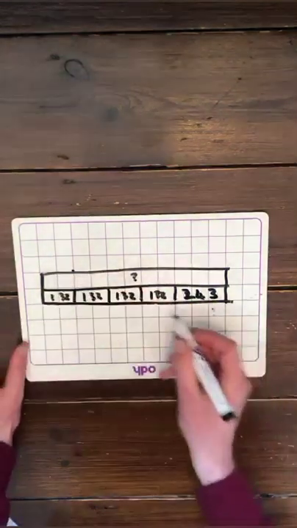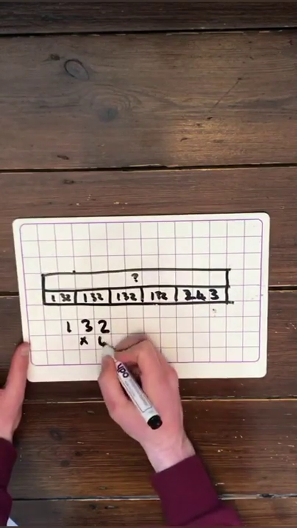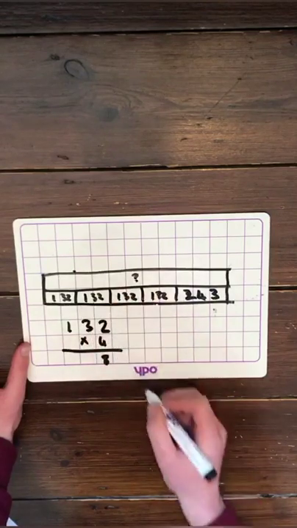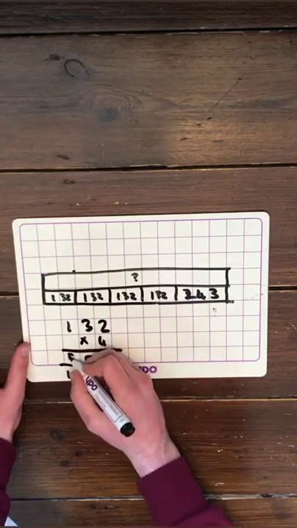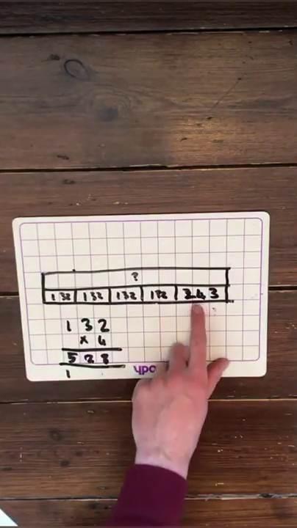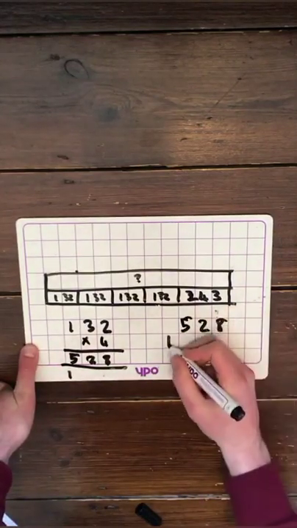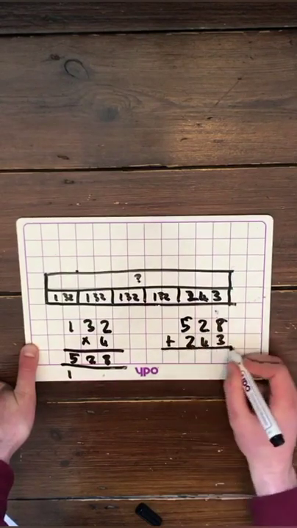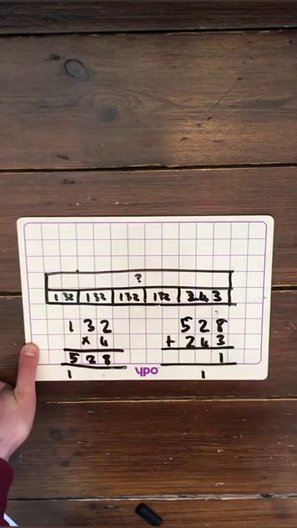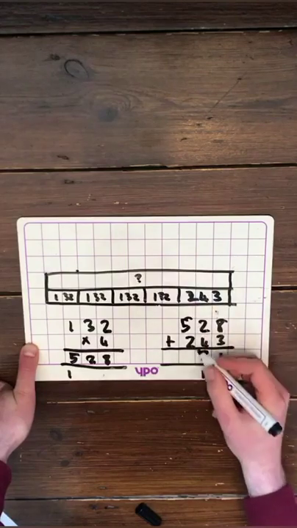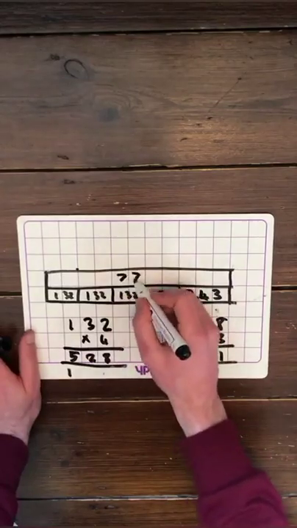So finally, you should have known, so 132 times 4 is 8. 4 times 3 is 12. Carry the 1. 4 times 1 is 4 plus 1 is 5. But that's not the answer. You may have noticed I've got that there. So 528 plus 243. 8 plus 3 is 11. 4 plus 2 is 6, plus 1 is 7. 2 plus 5 is 7. So 771 was the answer.